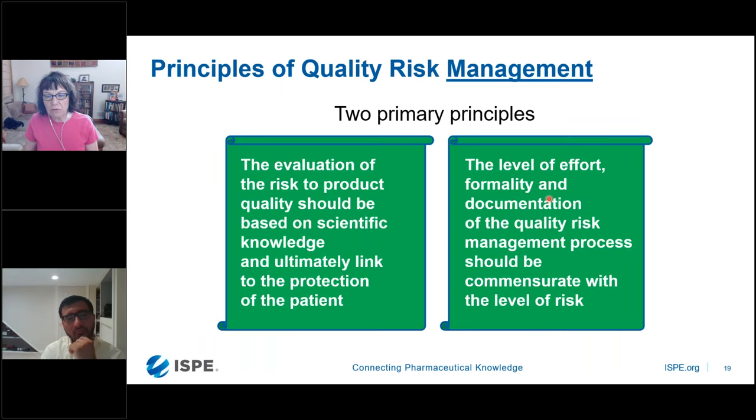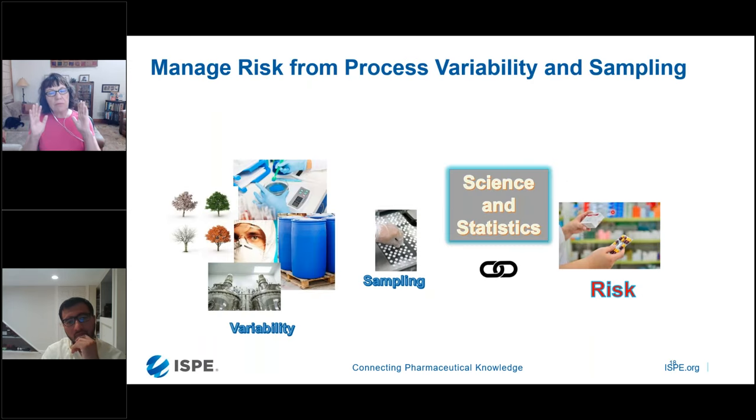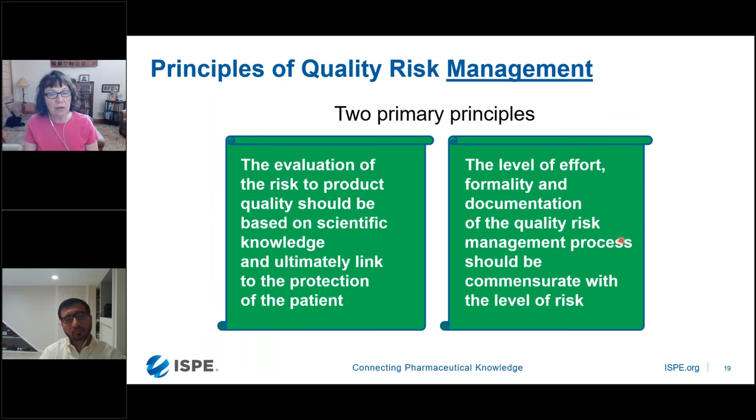So since we're saying risk, ultimately we're mitigating the risk to this patient, we apply quality risk management principles across the product life cycle to ultimately mitigate this final risk. These are two primary principles of quality risk management in ICH Q9. The evaluation of the risk to product quality should be based on scientific knowledge and ultimately linked to the protection of the patient. And the level of effort, formality, and documentation of the quality risk management process should be commensurate with the level of risk.